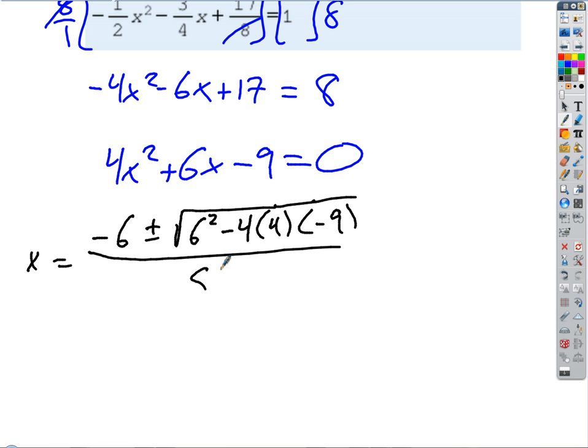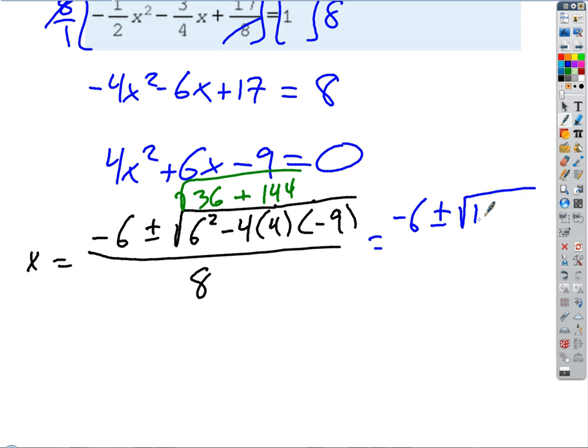This is where I think people probably have the most trouble, though, simplifying the radicals. I understand, but people are getting better at it. I really feel like people are getting a lot better at that. So what are we going to get inside the radical? Let's see if we can turn this into a number. 6 squared is 36 minus 4 times 4, so negative 16 times negative 9, what's the sign going to be? Positive. 16 times 9 is 144. So we're going to get the square root of 36 plus 144. And what is that?